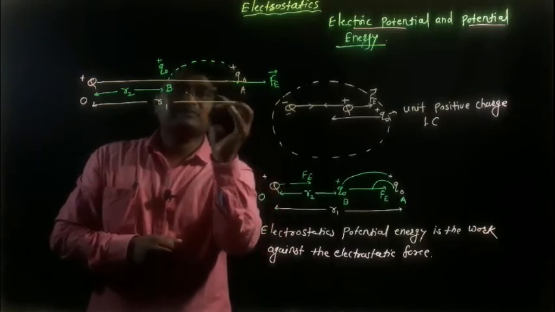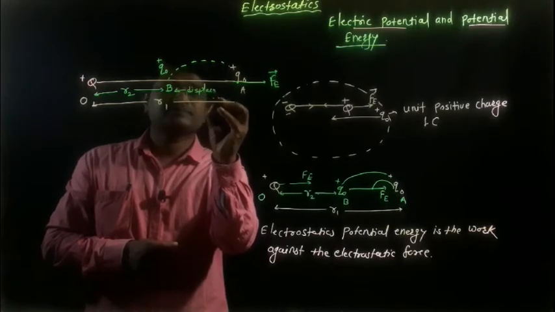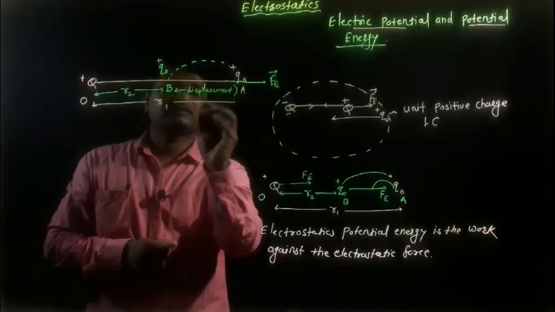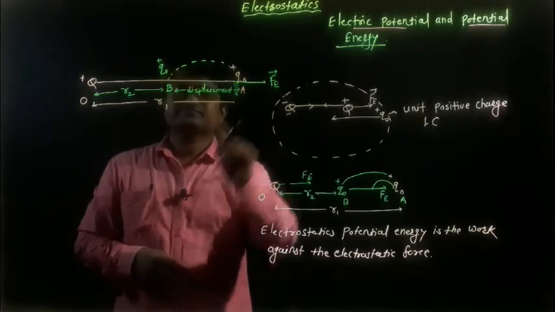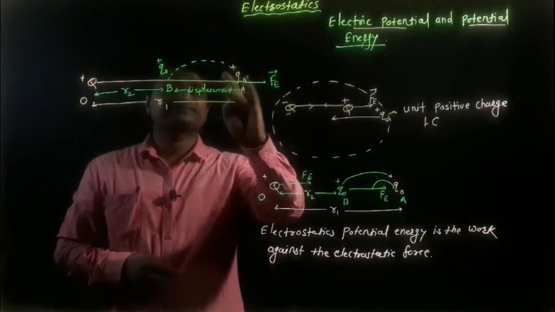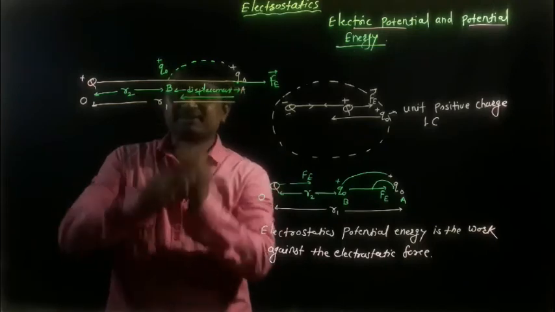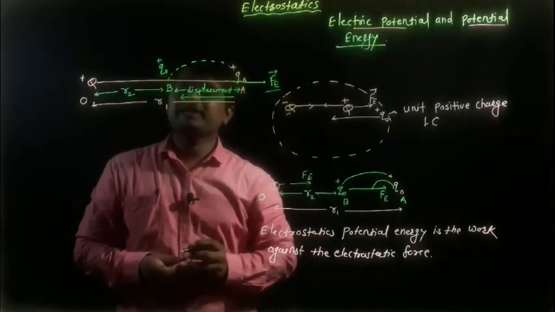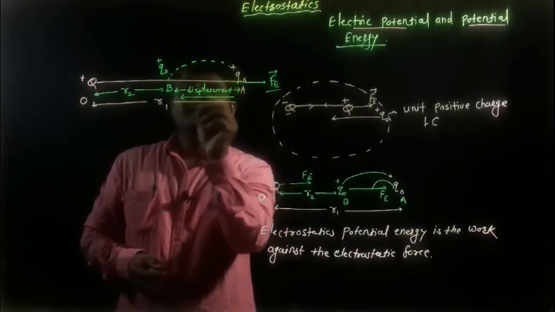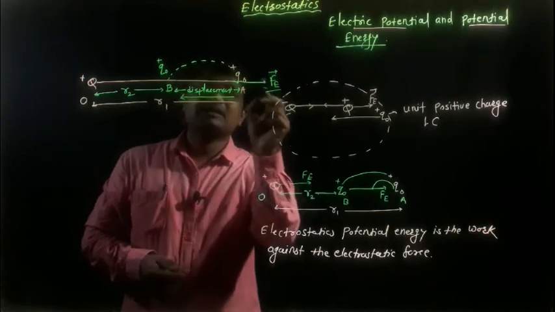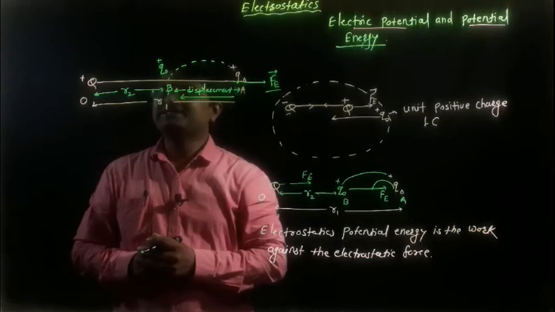Actually, the object will be displaced here. This distance is the displacement, the total displacement of the object when it moves from A to B. See here, this is the direction of displacement, and this is the direction of the electrostatic force. When this unit positive charge is shifted from A to B, work has to be done against the electrostatic force. So this concept is called potential energy.